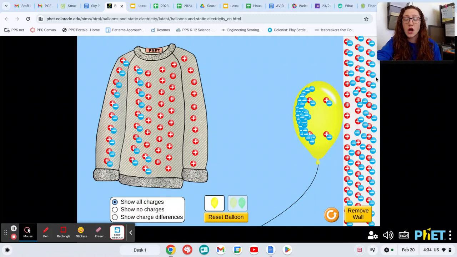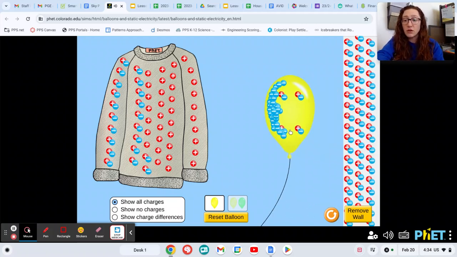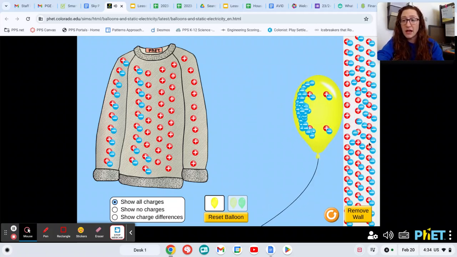And these electrons are repelled by the electrons in the balloon. So I created a positive end of the wall and a negative end. But overall, the wall is still neutral. I still have the same number of protons and electrons. So that was similar to what was happening in the water when I did that demo in class.